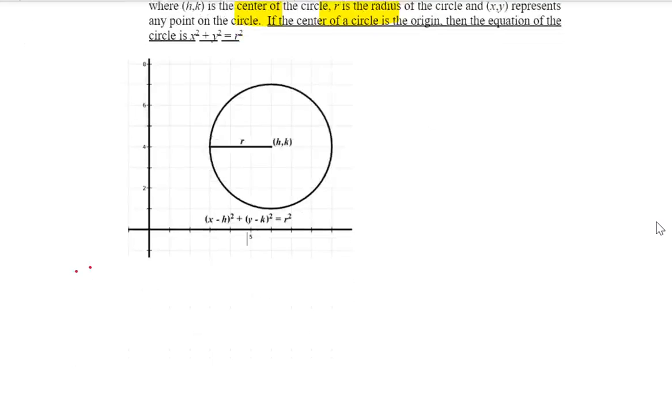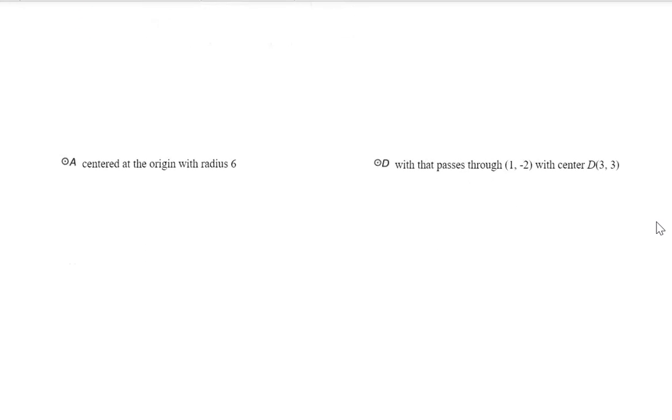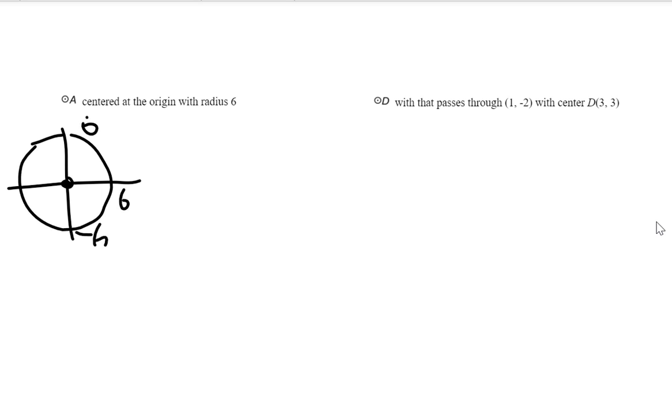we dive into a couple of these problems. Start off with two pretty easy ones. I want to write the equation of circle A that is centered at the origin with a radius of 6. Now if we want to draw it out, we could say it's centered at the origin, and our radius out here is 6. So that goes to positive 6, negative 6. Now remember, all we need to know is my center point and my radius, which I do know.